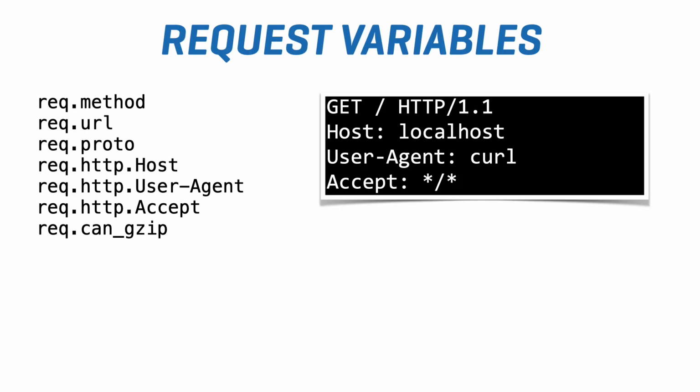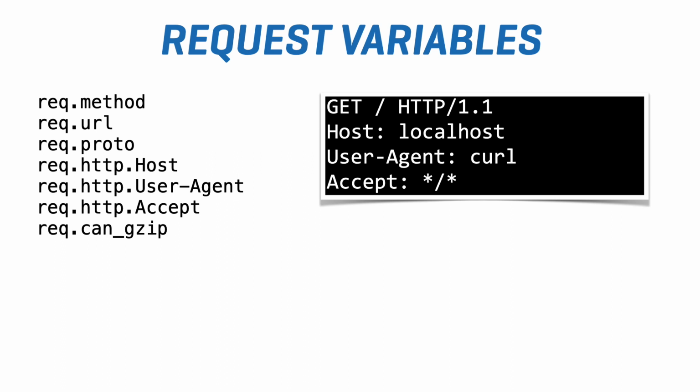It contains all request related information and has a bunch of variables, like the request method, the request URL, the request protocol, and then the req.http object that contains all the HTTP request headers, such as the host or the user agent or the accept header, whatever it can be. The req object also has a can_gzip property that is either true or false to see whether or not the request can be gzipped.